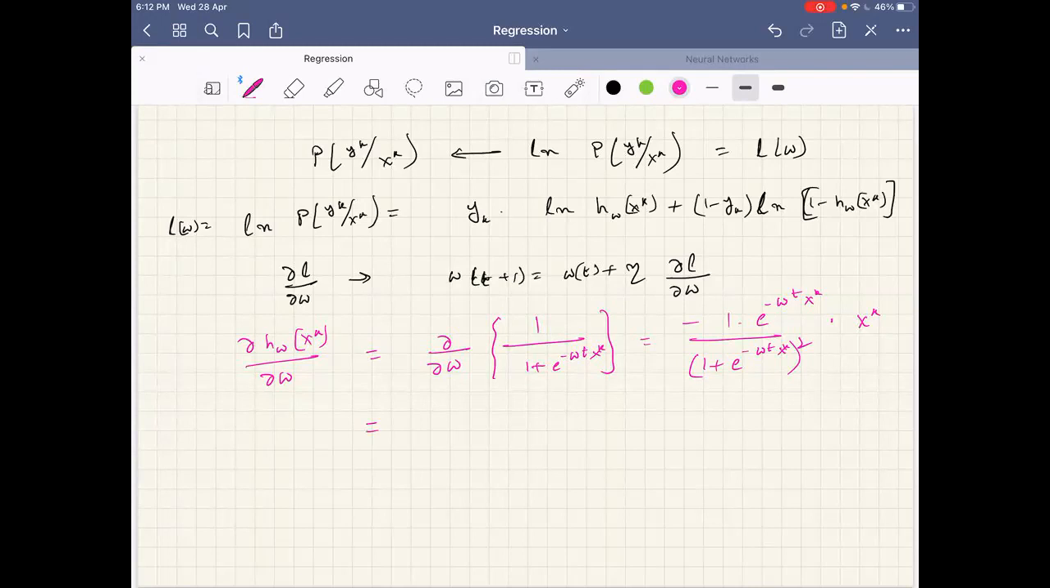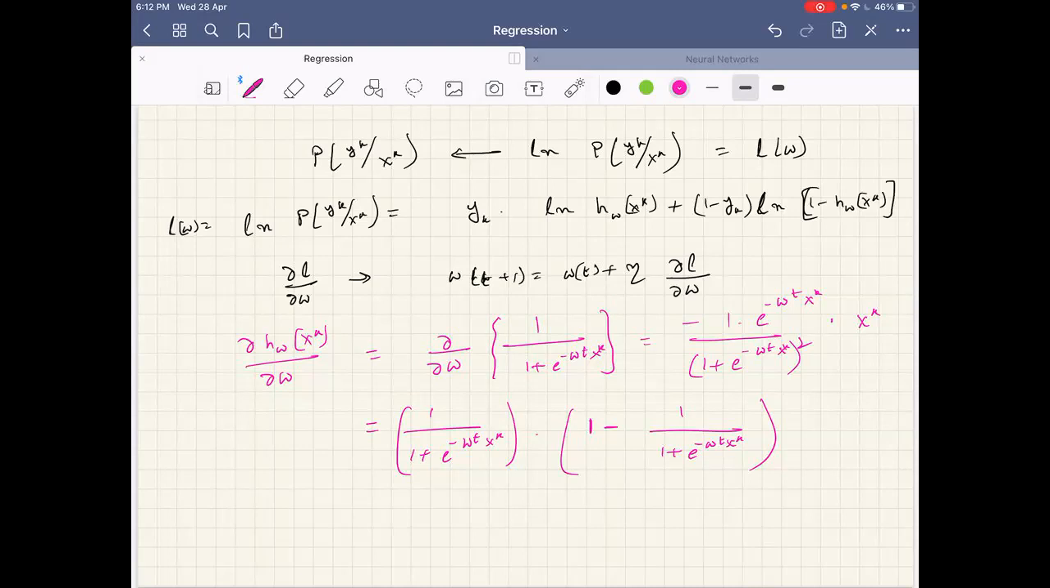So this can be rewritten in terms of the original function hw xk itself by writing it in terms of two functions, that is 1 by 1 plus e power minus W transpose xk, into 1 minus 1 by 1 plus e power minus W transpose xk. Please see here, this and this are exactly same. In the denominator you have 1 plus e power minus W transpose xk whole square, and in the numerator 1 gets cancelled out, and what you have is e power minus W transpose xk.